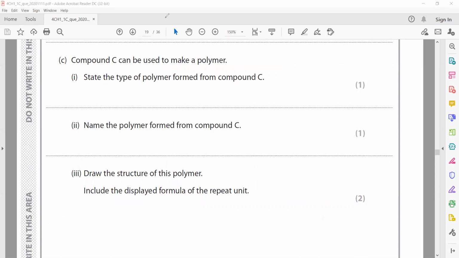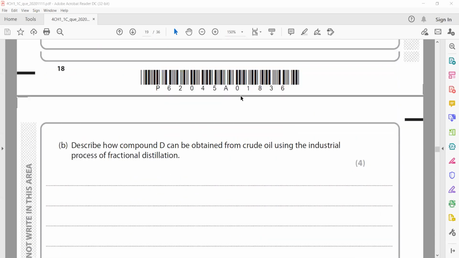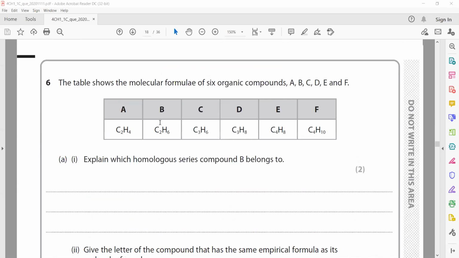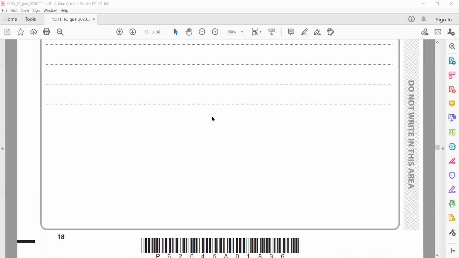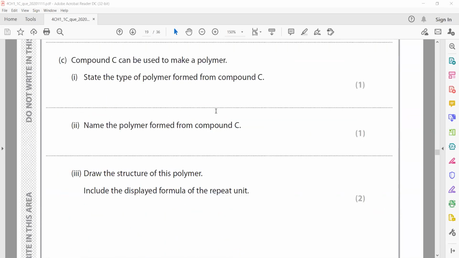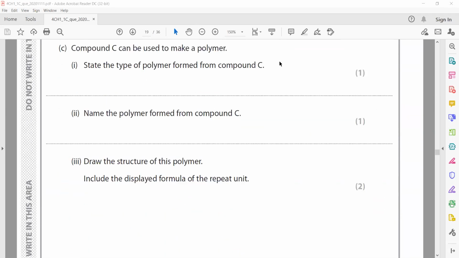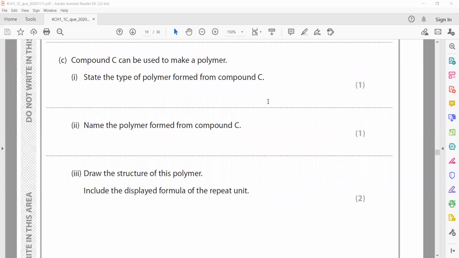Compound C can be used to make a polymer. State the type of polymer, compound C. Compound C is an alkene. Which kind of polymer is formed by alkenes? C3H6, propene. So the type of polymer is called addition, and the name of the polymer, because it is propene, will be polypropene.